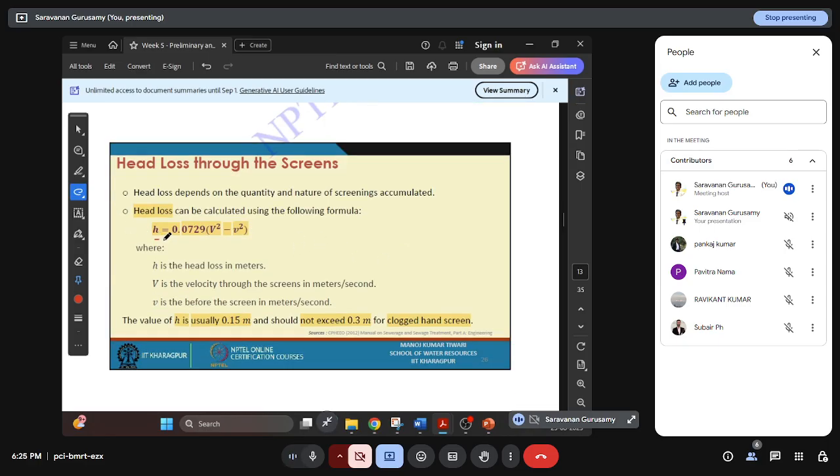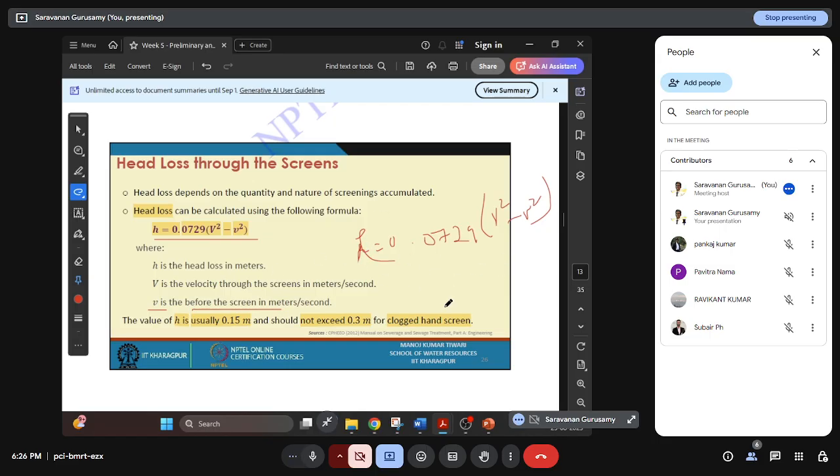So how will the head loss be calculated? Head loss will be calculated with an empirical formula: 0.0729 (V² − v²). So what is small v, and what is capital V? Capital V is the velocity through the screen, and small v is the velocity before the screen. That is the approach velocity.